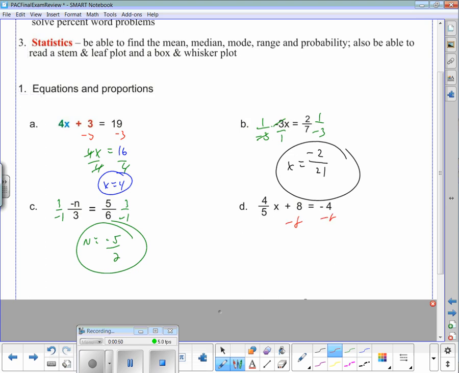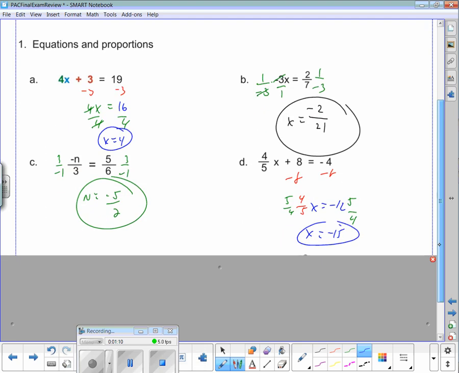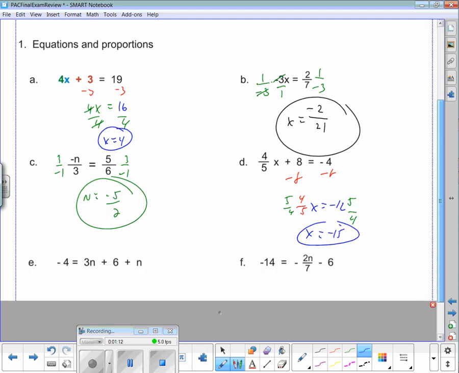D, add a -8 to both sides. Hopefully then you said that you had -12 on the right, I hope. Multiply both sides by 5/4. And that is going to end up being a -15. And how many got -15 for D? All right. So just normal equations there.